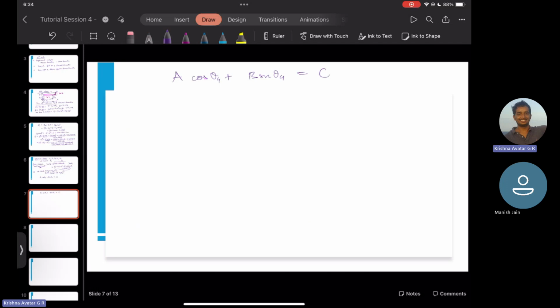Of course, there are multiple ways. One way is, say we can divide it in groups like this. Say you have cosine theta plus B by A sine theta 4 is equal to C by A. And this you could write as cosine theta 4 is equal to B by A sine theta 4 minus C by A. Oh, sorry, it will be minus this. So essentially, it will be C by A minus B by A sine theta 4.